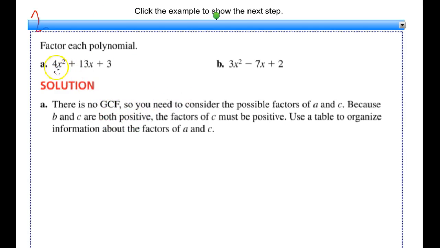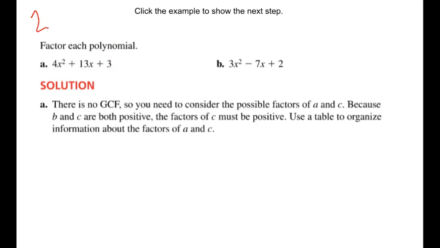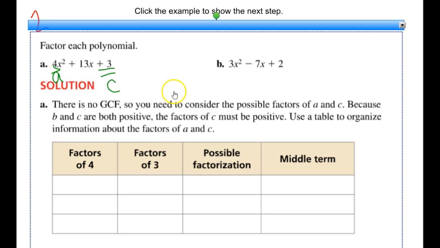I have to consider all of my possible factors of my a and my c. Remember that a is always the term with my x squared, and my c is always the constant term. I see that these are both positive, so I know that all of the factors of c have to be positive. Now I'm going to use my table to organize data. When we're dealing with these kinds of polynomials, you pretty much have to do this. There's no shortcut. There's no simple way. It's a lot of guess and check.